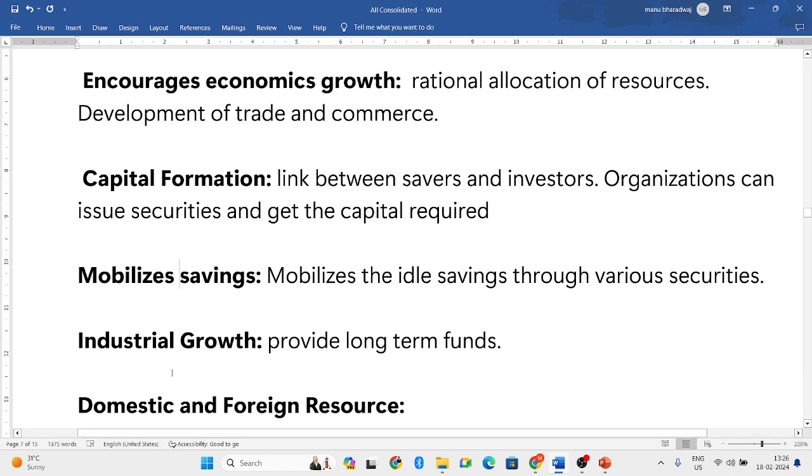Next is industrial growth. What happens for the industries and organizations? They can issue shares in the capital market. They will get long-term funds, so they can have a huge amount of capital. They may use this capital to expand their business, to make their business grow. This will enhance the growth of the organization. So the capital market will support the growth of the organization.